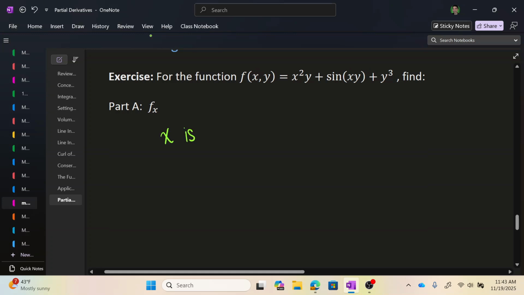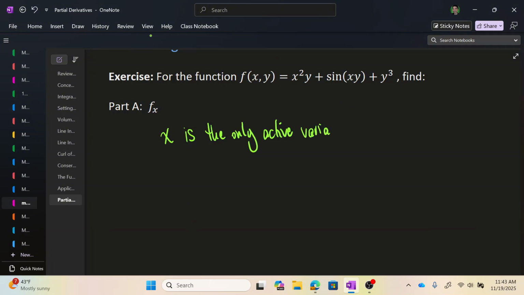When calculating f sub x, x is the only variable, so treat y as constant and take the derivative using the regular calculus 1 rules that you learned some time ago.